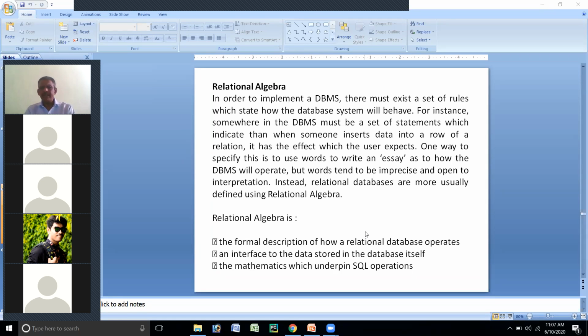The last point: the relational algebra is the mathematics which underpins SQL operations. The relational algebra underpins the structured query language operations, right? So this is about relational algebra. Shall I repeat this or shall I go for the next?